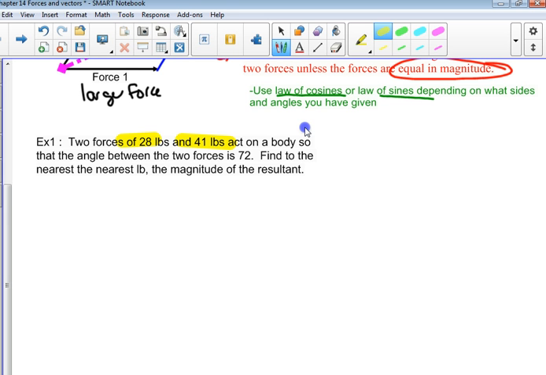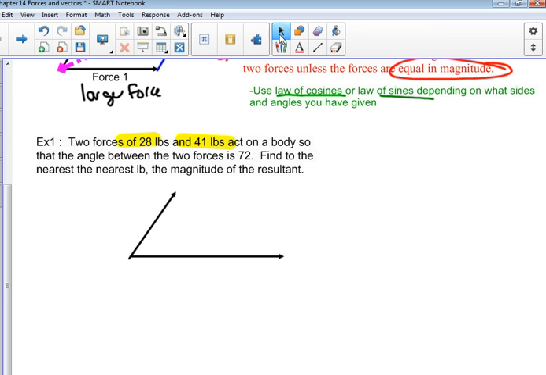I'm just going to start by drawing my two little forces. Okay, so I have two forces, and we want to make it semi-resemble a parallelogram. It doesn't have to be perfect. So I'm going to put my larger force on the bottom. I'll make this one my 41, and this one my 28.